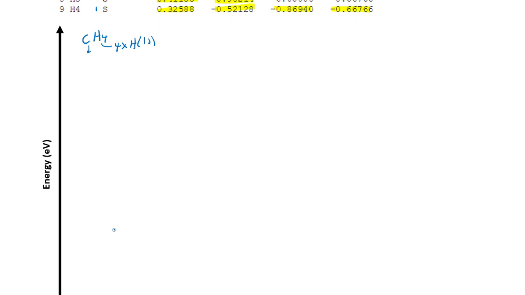One thing that's really important is give yourself room to work when you do MOs. So I'm going to put this a little bit higher. I'm going to put this here, and that's going to be my 2s. And I'll put my 2p up here as well. And remember, I'm going to have x, y, and z, and I've got four valence electrons for carbon. There we go. And make sure I label that.